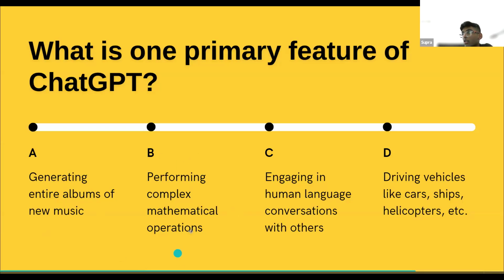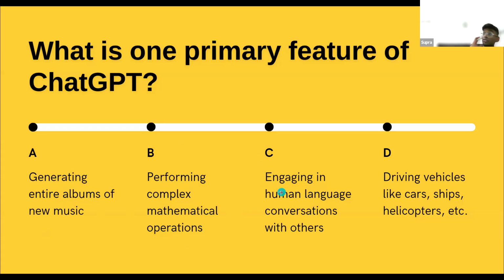And B, performing complex mathematical operations, this is actually not true. Generative AI is not good at math for some reason. In basic mathematical operations, it's good, but it wasn't built to do this at all. It's mainly meant for generating new content, not meant for computing this.